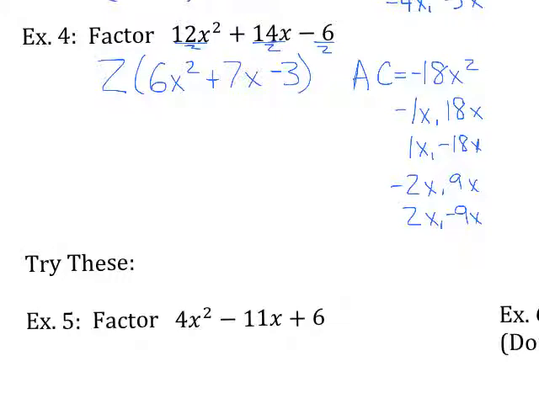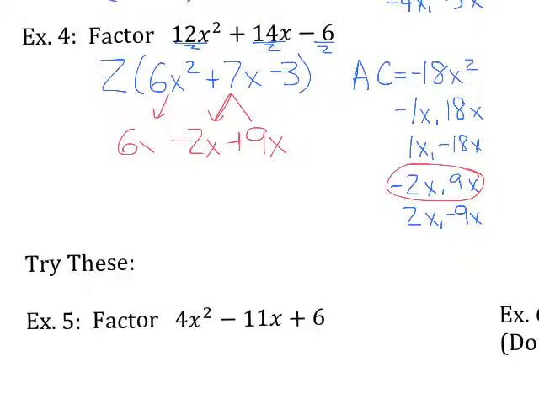So again, stop and check. Do either of those add to 7? And we see negative 2x plus 9x does equal 7x. So right here is my pair. Okay? So immediately I'm going to come up here and break 7x apart. So 7x, I'm going to make it into negative 2x plus 9x. So I break that apart.